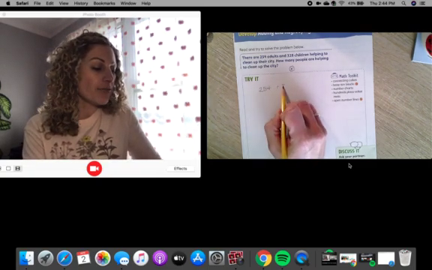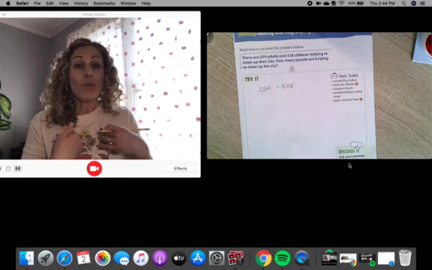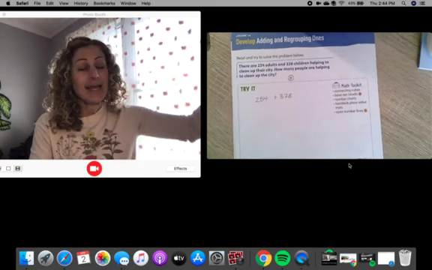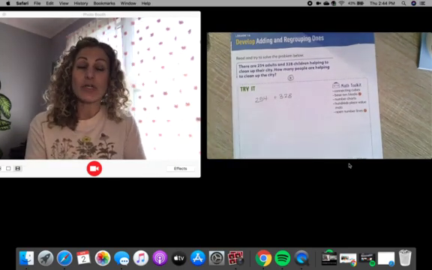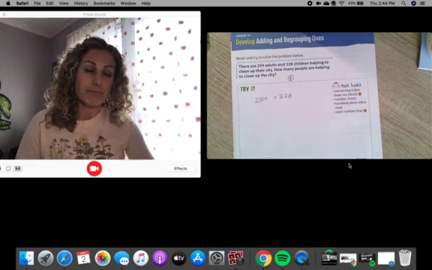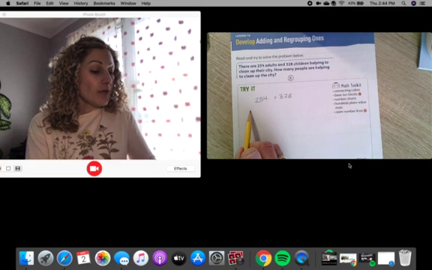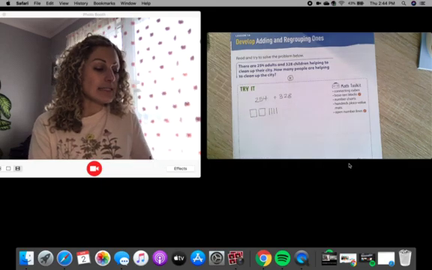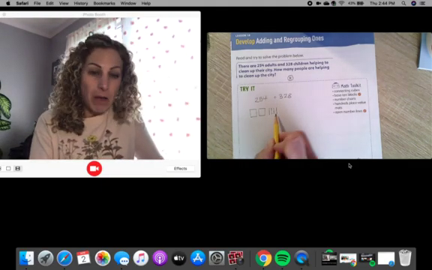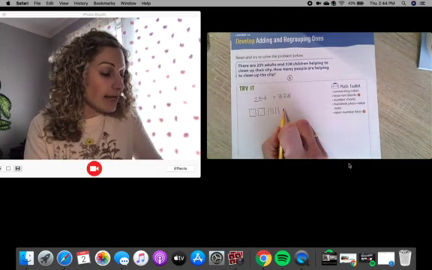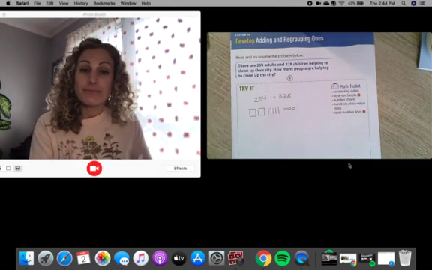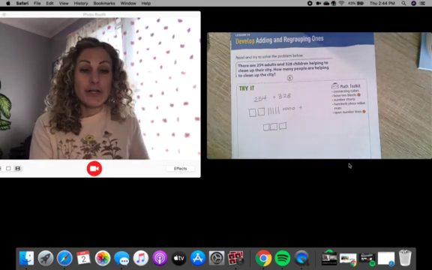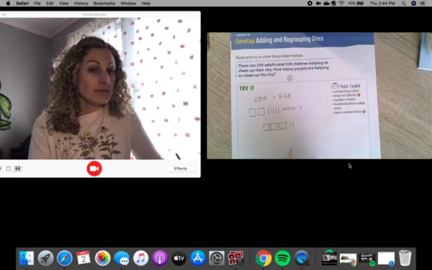254 plus 328. Now, when Mrs. Bottomley was in school, we learned this a lot differently. We did not do some of the things we do now. So I have been having to learn about this also. So just like yesterday, we have 2 hundreds, 5 tens and 4 ones. We then are adding 3 hundreds, 2 tens, and 8 ones.